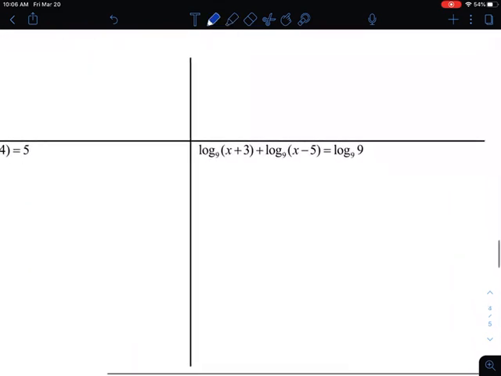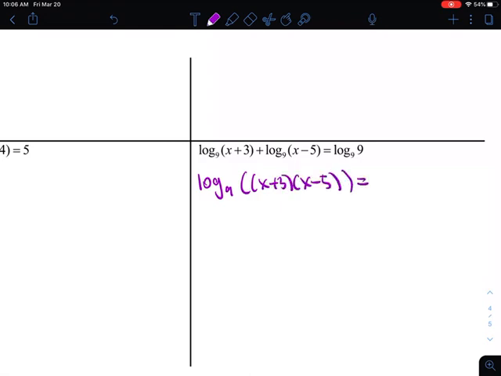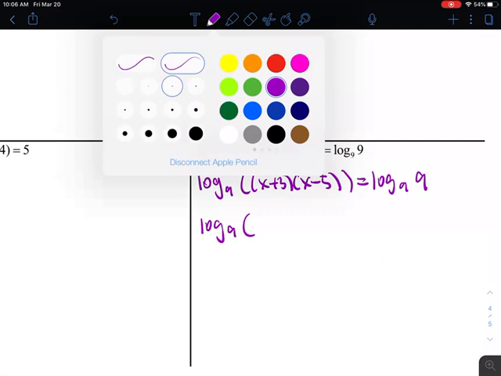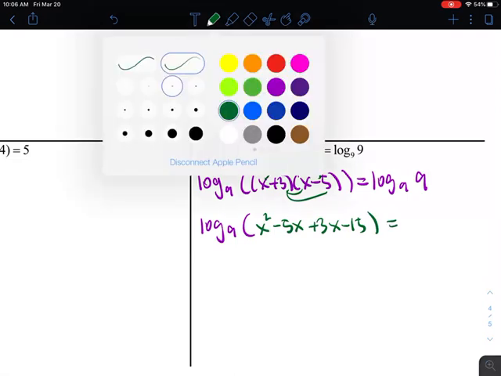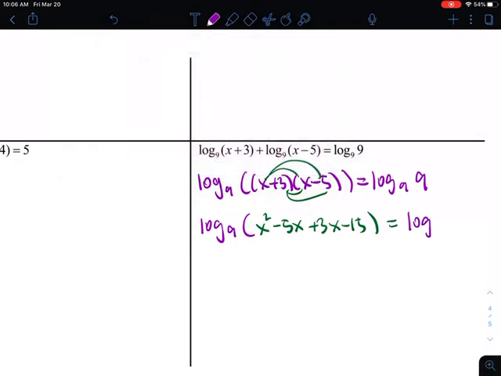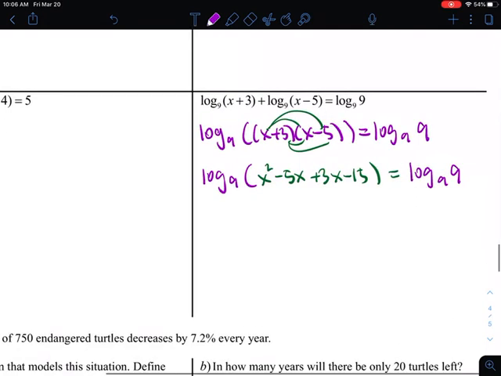This one's going to be a bit more complicated, but we can still use the same technique. So here we can use the product rule because they're being added. So let's go ahead and do that. Log base 9 of 9. Okay, and let's actually go ahead and simplify the inside a little bit. So remember, if we're multiplying these, remember to distribute. So I should have x squared minus 5x plus 3x minus 15 is equal to log base 9 of 9.